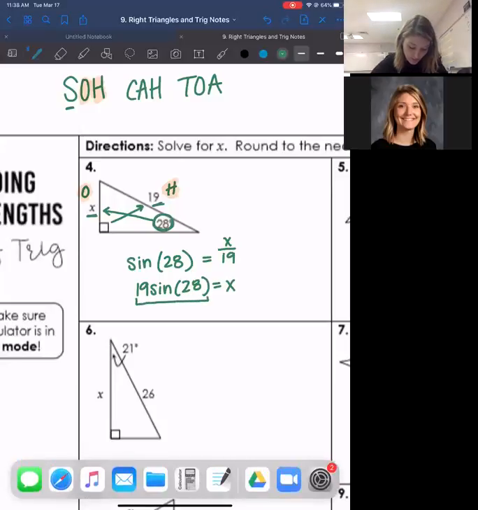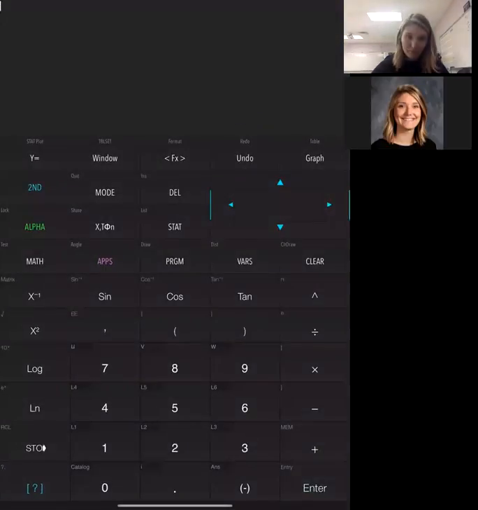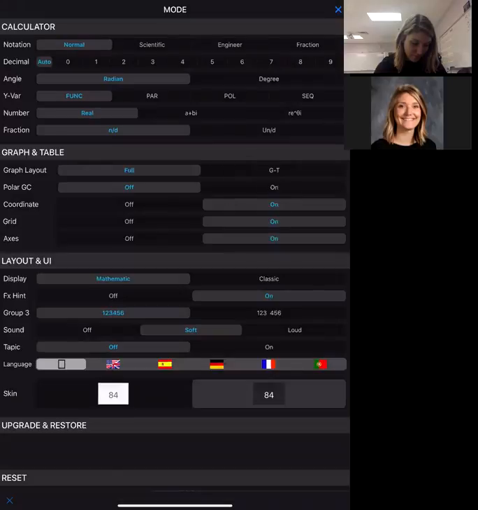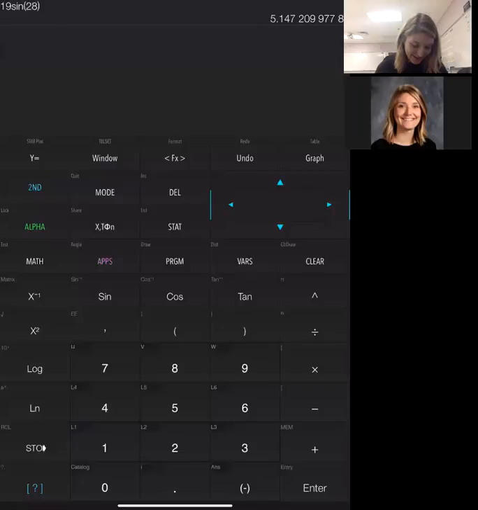Okay, so let me switch to calculator app here. So I'm literally going to type in 19 sine of 28 and hit enter, and you can see your decimal value there. I'm in radians though, so I needed to switch. Okay, hold on just a second. 19 sine of 28. Okay, that's a better answer, so 8.9. Okay, so that's a good lesson though.